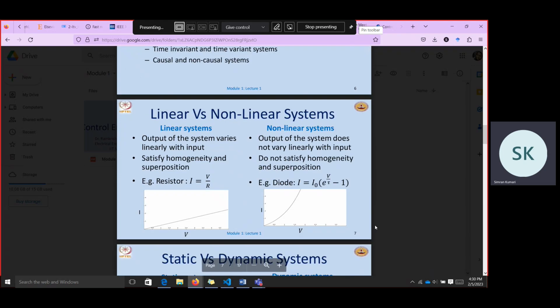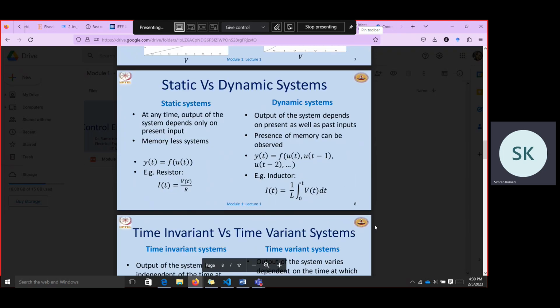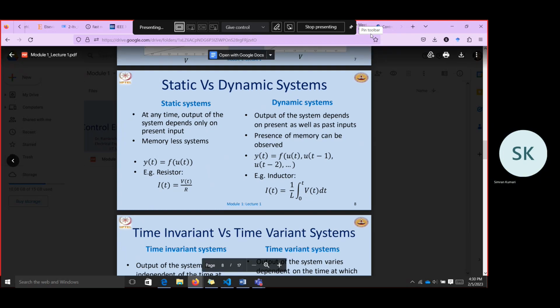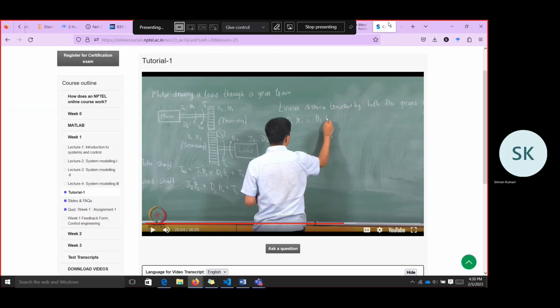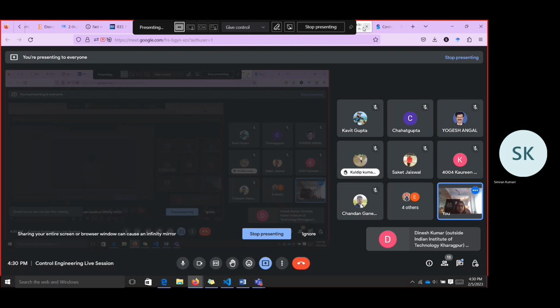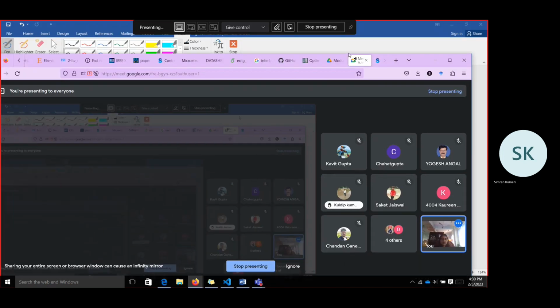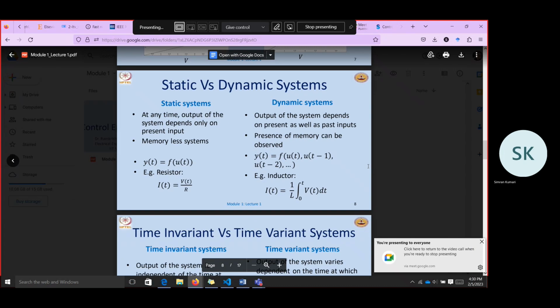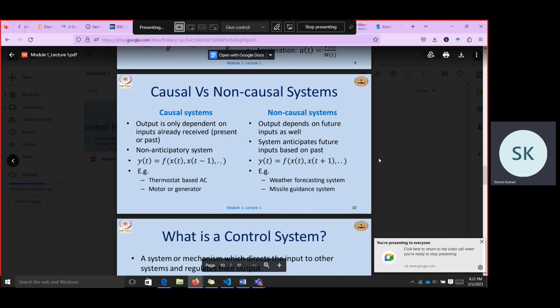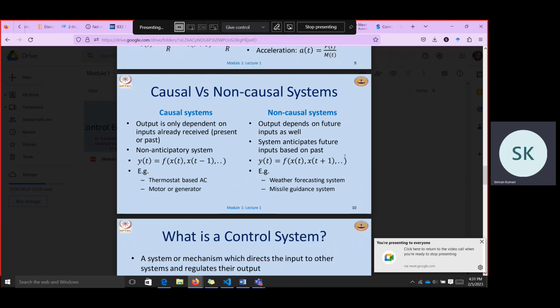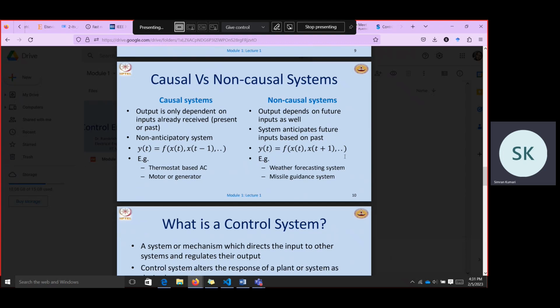Okay, so you have gone through the classification of system. Obviously there were some examples for all this. And then we have also seen what is a causal and non-causal system: if the output depends on present and past time instances, then this is a causal system. Otherwise, if it depends on future input as well, then it is a non-causal system.